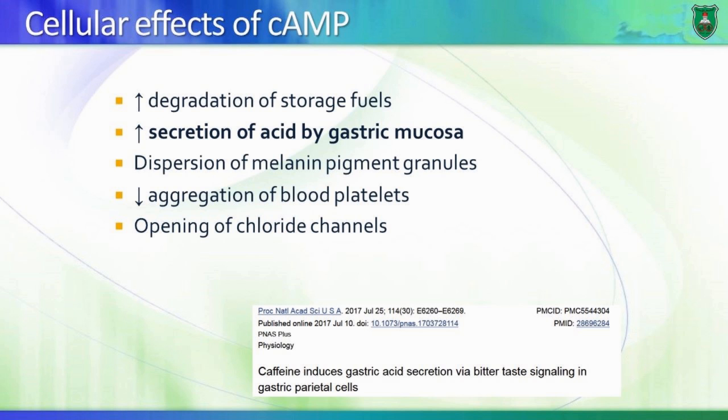All right. Now, what are the cellular effects of cyclic AMP? Well, these are the ones: degradation of storage fuels. You have secretion of acid by gastric mucosa. You know, all of these things.